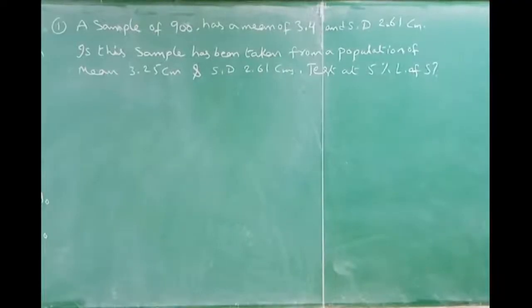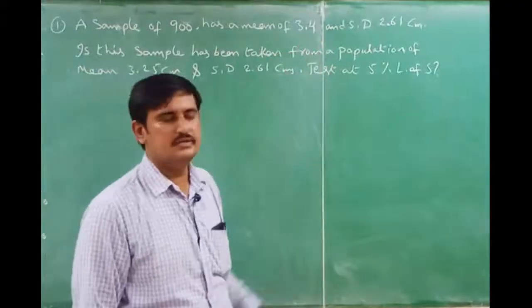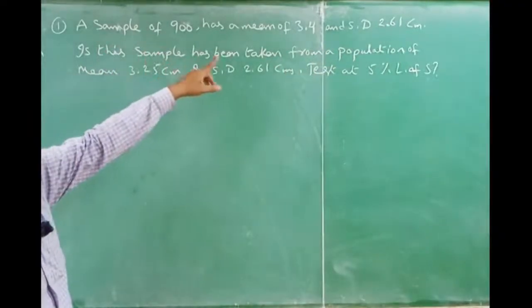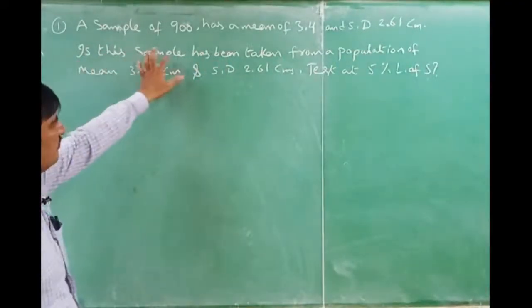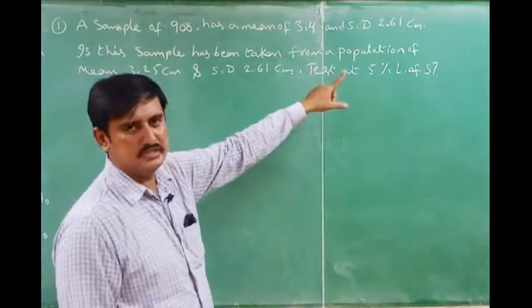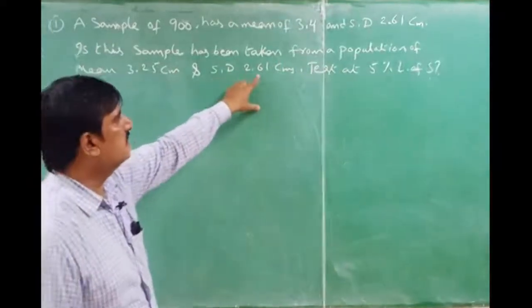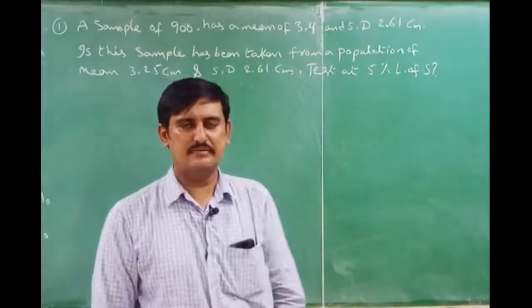Let us see the first problem. A sample of 900 has a mean of 3.4 and standard deviation 2.61 centimeter. Is this sample taken from a population of mean 3.25 centimeter and standard deviation 2.61 centimeters? Test at 5% level of significance.